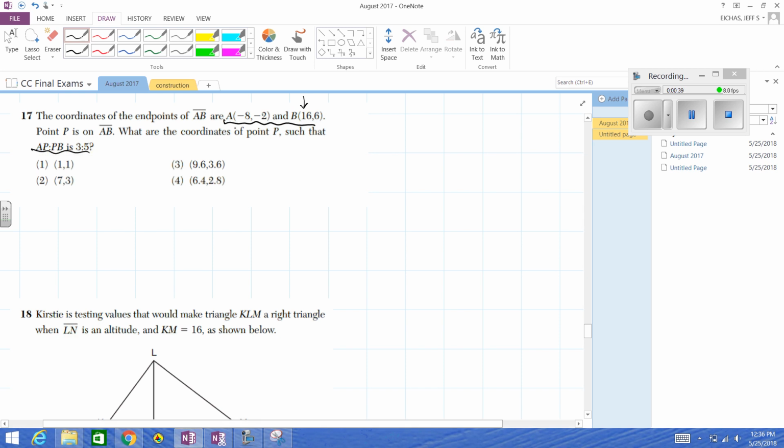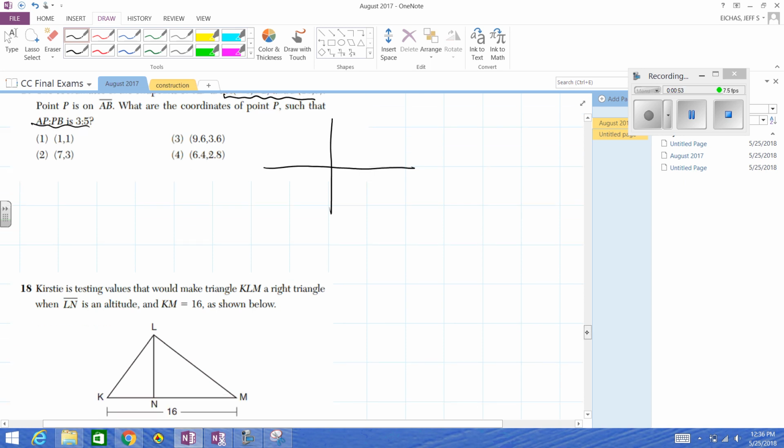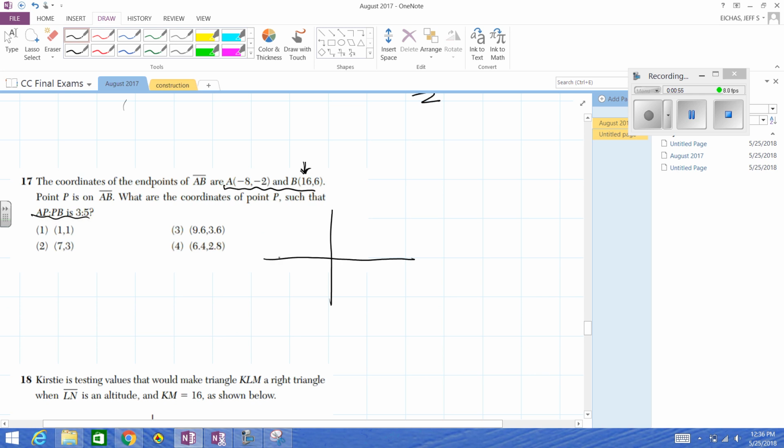So the concept that I want to show you here is we're just going to estimate where, I'd love to be able to graph it, but let's assume this is off the grid. We could go by twos, but that's also dangerous. So what I'd like to do is show you -8, -2 is somewhere in this neighborhood. 16, 6 would be far over here. This is the idea I want to teach you.